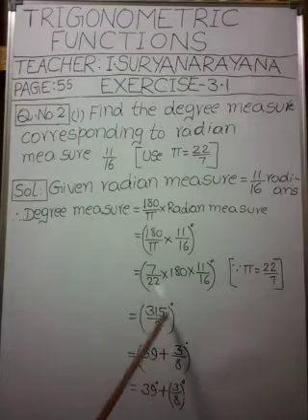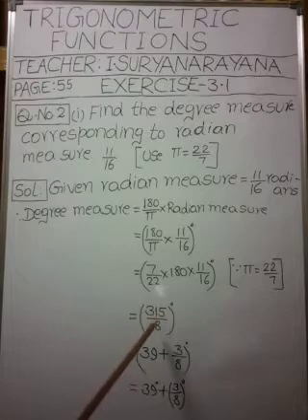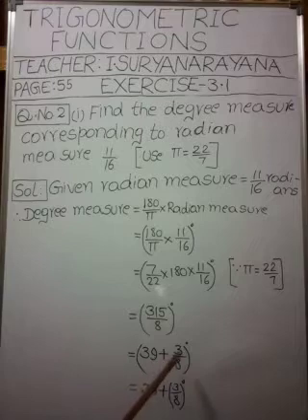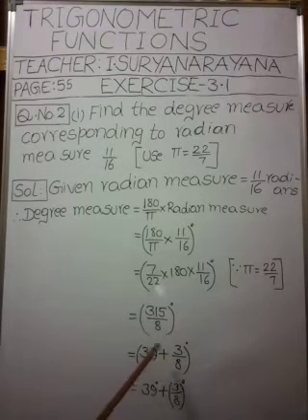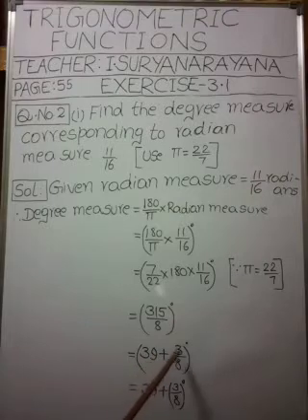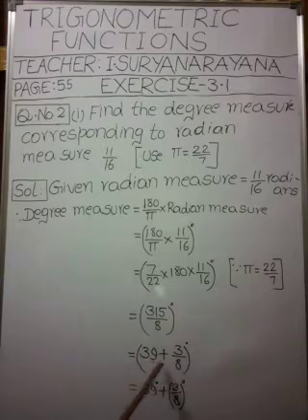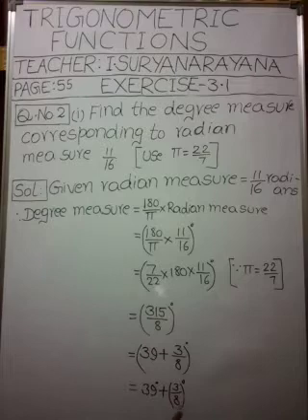If you observe this fraction, it is an improper fraction, so we convert it into a mixed fraction. Do you know how to convert an improper fraction into a mixed fraction? Right. So we get here 39 plus 3 by 8 degrees. It means 39 degrees plus 3 by 8 degrees. Understood this step, my dear children? Right.